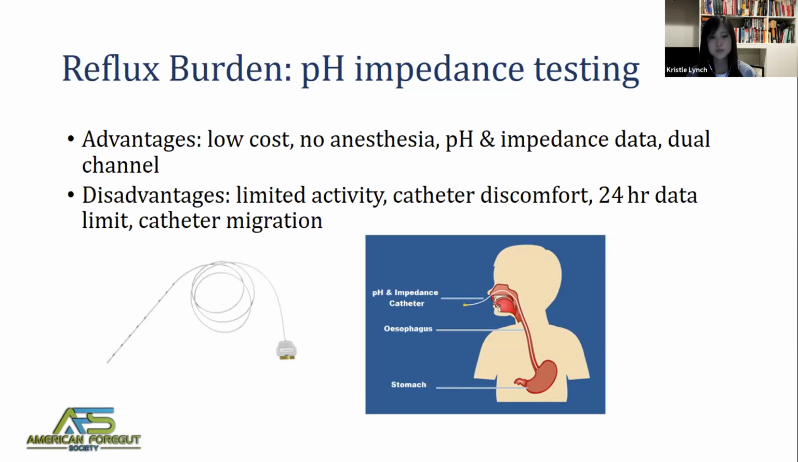But the disadvantages are pretty logical. Limited activity post placement, I would say. We tell patients to do normal things, but patients are not going to the gym with this tube taped to their nose. There's certainly some catheter discomfort. And typically patients tolerate this for about 24 hours, so that's our data limit. And also, catheters can migrate, especially when you have patients who may have cough or other atypical symptoms. We can see the catheters move, and patients also can inadvertently remove them sometimes during sleep. These are not stapled or sutured in place by any means.